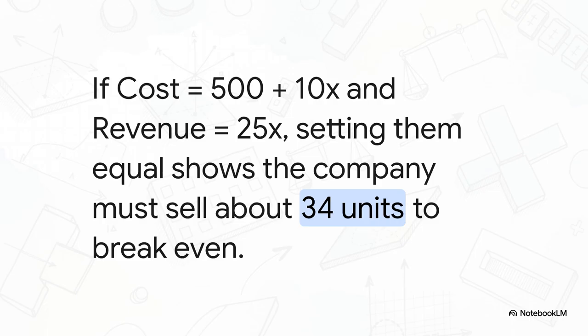Imagine your cost to make x products is a flat $500 plus $10 for each one. And your revenue is $25 for each one you sell. You've got two lines. To find where they cross, your break-even point, you just set them equal to each other. In a case like this, you'd find you need to sell about 34 of them just to break even.